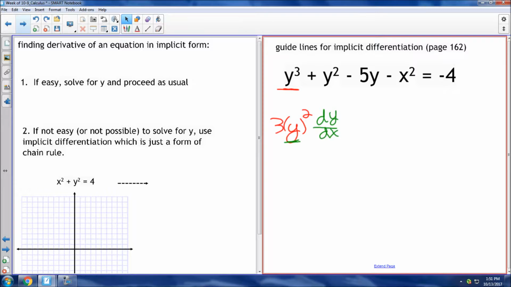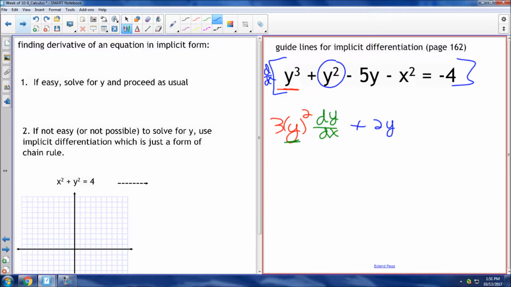If that's the case, what do you think the second term would be? Exactly, 2y dy dx. So this term would be plus 2y dy dx. When you hit the y, it doesn't really match, because you're taking the derivative with respect to x, and it needs to be dy dx. We'll go into more detail later, but how about the third term? Minus 5 dy dx.